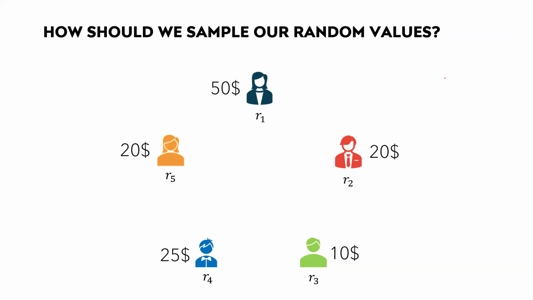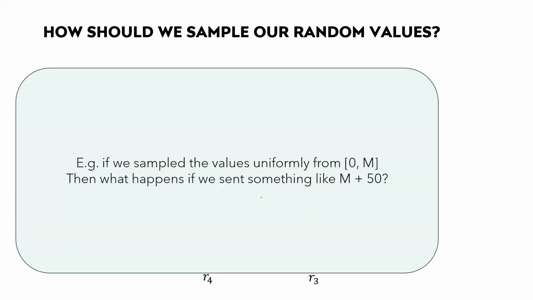Issue number two is that we didn't really specify exactly how we should sample our random values. I just said there's R1, R2, R3, R4, and R5, but we didn't say what distribution they should come from. To illustrate my point, let's just say we sample our random values from some range like 0 through m. Think about what happens if we send something like m plus 50. How might this cause an issue? Pause the video, think about it a little bit before I show you an example.